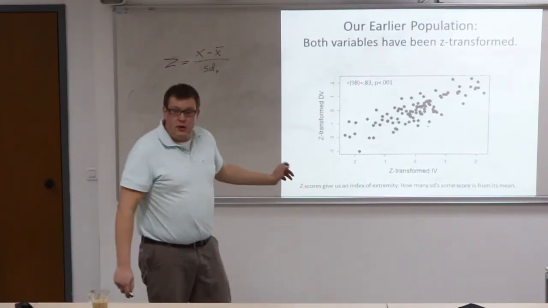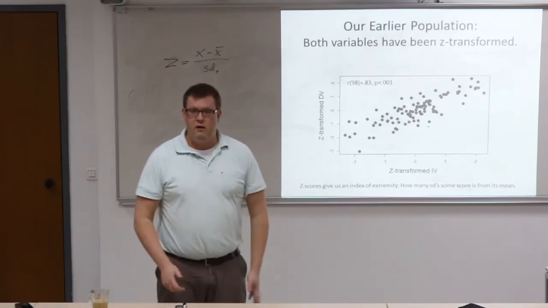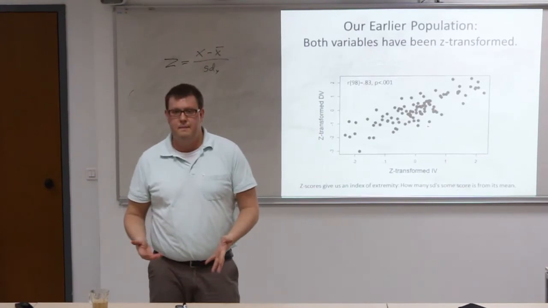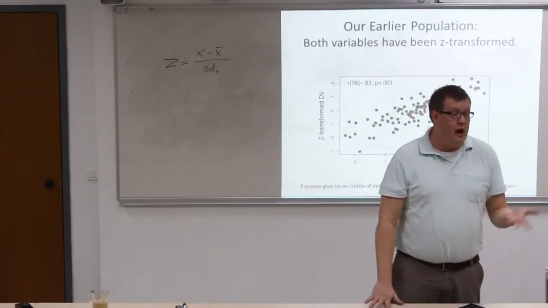Now, the z-score gives us an index of extremity. Right? The z-score of 1 tells us how extreme it is.